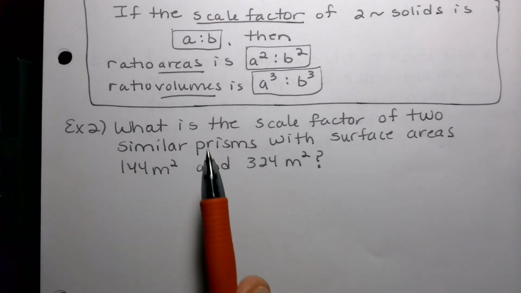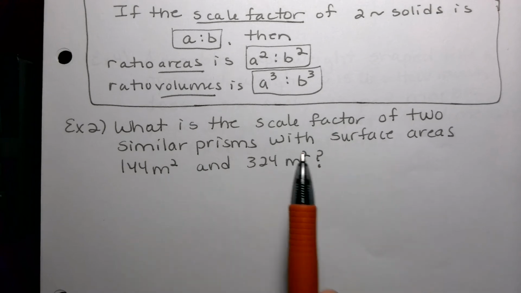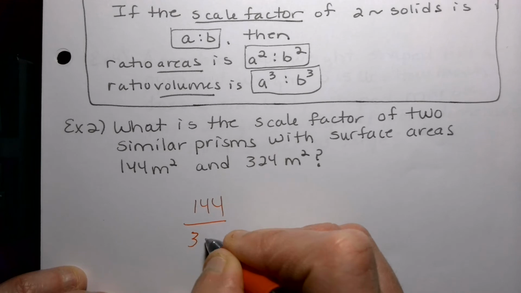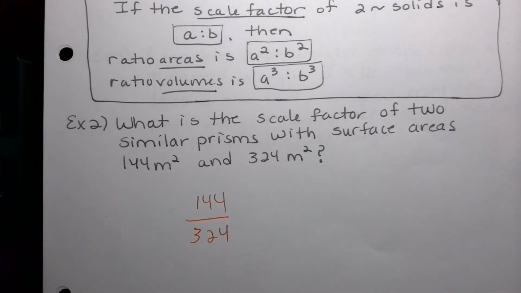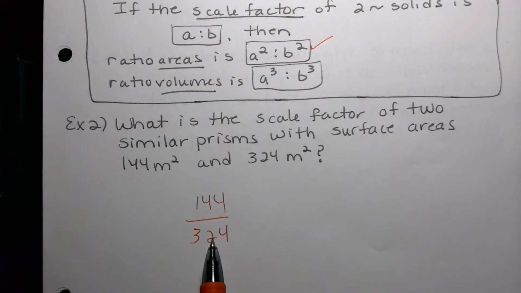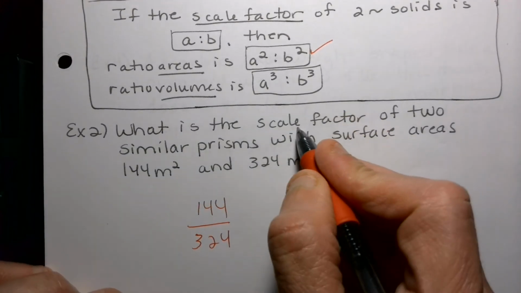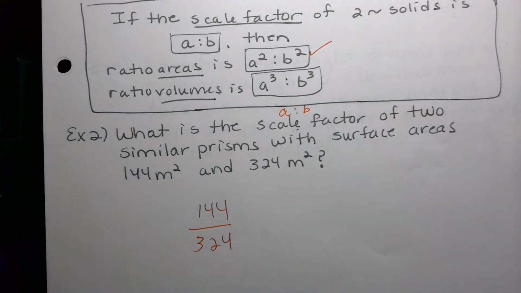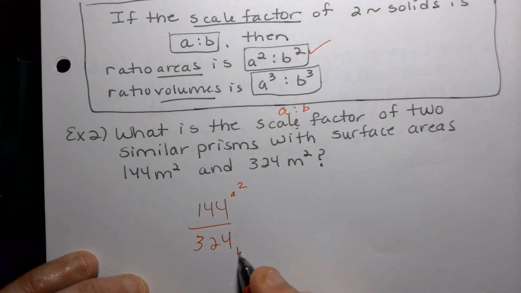So when we look at what says, what's the scale factor of two similar prisms with surface areas of these? So we have a ratio here of two surface areas. So we have this going for us. We've got A squared and B squared. I need a scale factor. That's an A to B. That's just regular. This is an A squared and a B squared.